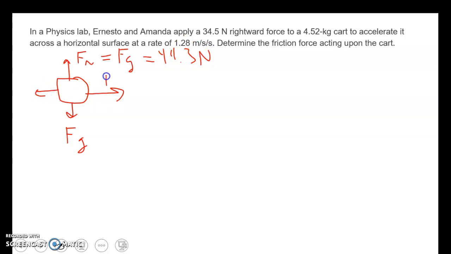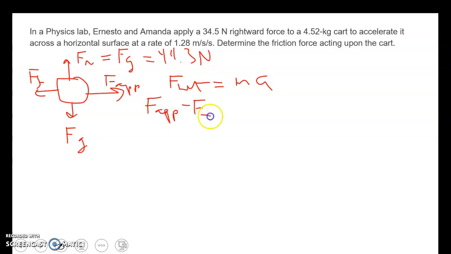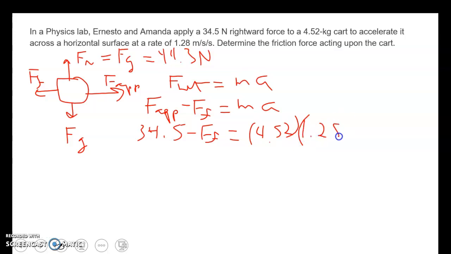So we know normal force and gravitational force. We got applied force and frictional. Force applied, force of friction. Our applied force is 34.5 newtons, and we're trying to find friction. So net force equals mass times acceleration. Our force applied minus our force of friction equals ma. Our force applied is 34.5 minus our force of friction should equal our mass of 4.52 multiplied by our acceleration of 1.28.